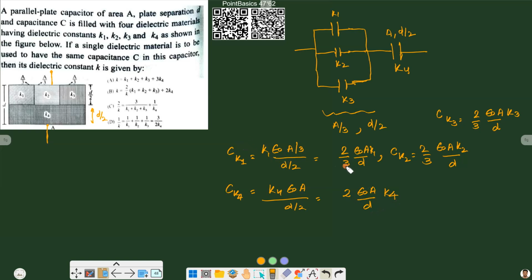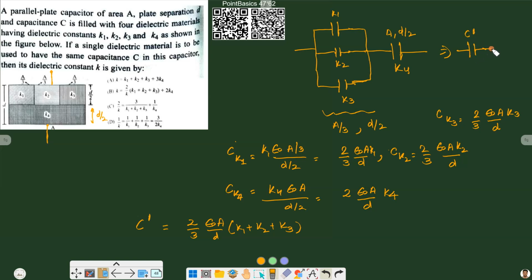Now CK1, CK2 and CK3, with K1, K2, K3, are all in parallel. So their combined capacitance, we can say C dash, will be their algebraic sum. 2 by 3 will be common, epsilon node A by D will be common from all of these. So it will be 2 by 3 epsilon node A by D bracket K1 plus K2 plus K3. This will be their combined sum. So we can represent it something like this.